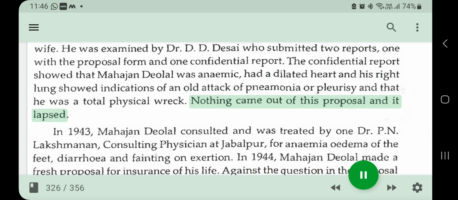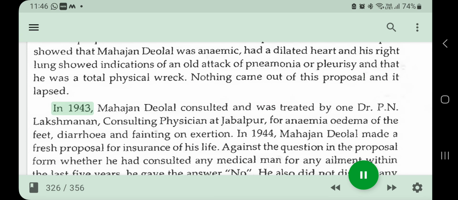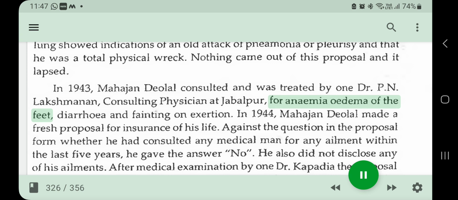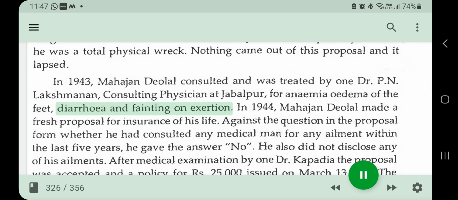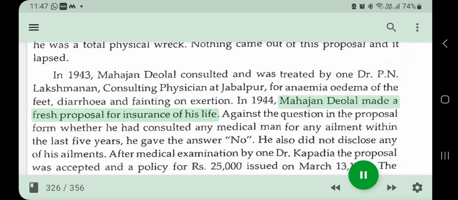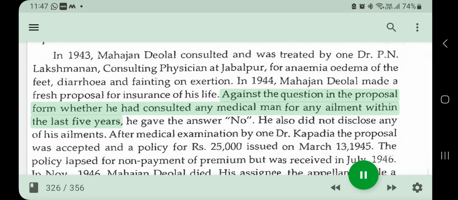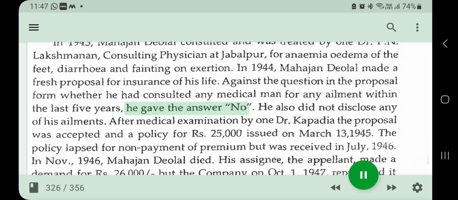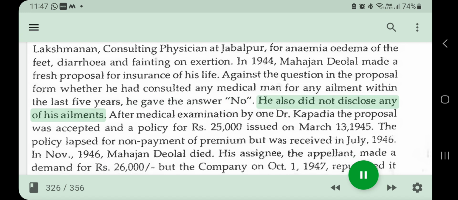Nothing came out of this proposal and it lapsed. In 1943, Mahajan Deol consulted and was treated by one Dr. P.N. Lakshmanan, consulting physician at Jabalpur, for anemia, edema of the feet, diarrhea and fainting on exertion. In 1944, Mahajan Deol made a fresh proposal for insurance of his life. Against the question in the proposal form whether he had consulted any medical man for any ailment within the last 5 years, he gave the answer, no. He also did not disclose any of his ailments.